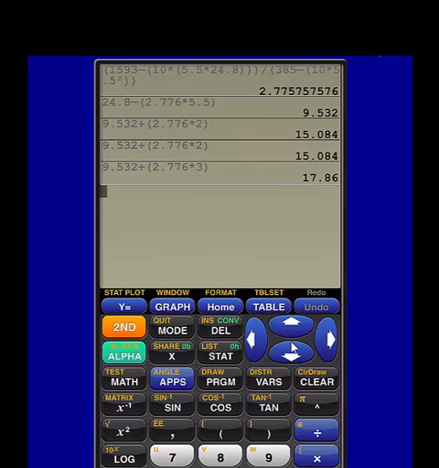And if we wanted to do it for period 8, we just do second, enter, and then let's switch it from 3 to 8. And there we have 31.74. So we'll go ahead now and enter that in.